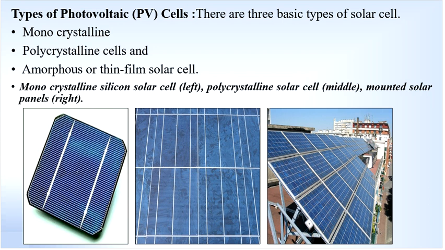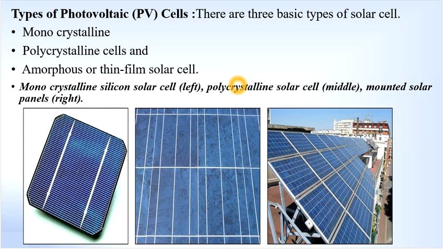So there are three basic types of solar cell. They are monocrystalline, polycrystalline, as well as amorphous or thin film solar cell. You can see those three types in these figures. The left one is monocrystalline and the middle one is polycrystalline, and the right one is a mounted solar panel. The amorphous or thin film is not given here. They just gave a mounted solar panel here, but the left one you can see is the monocrystalline type and the middle one is the polycrystalline type.